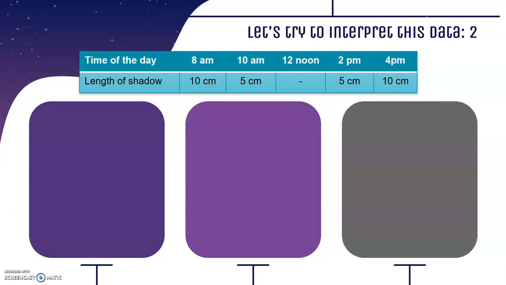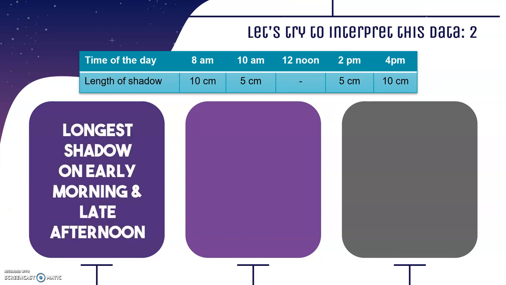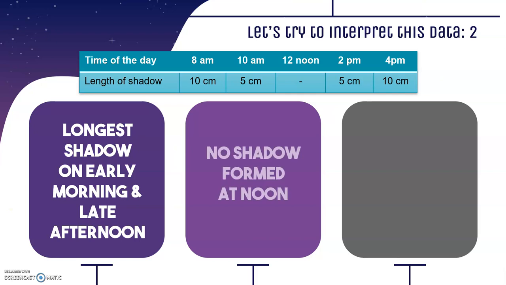So from this data, what can we interpret? First, the longest shadow is formed in the early morning and late afternoon. The longest shadow is 10 centimeters at 8 a.m., early morning, and also at 4 p.m., late afternoon. And the next one, no shadow is formed at noon. That is the data and that is how we interpret it. Now we need to find the reason. Why is this happening? Every day is the same.